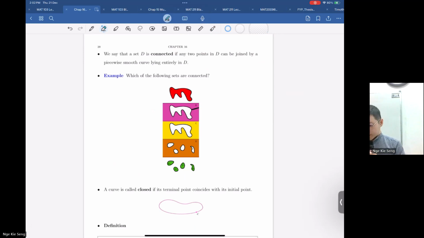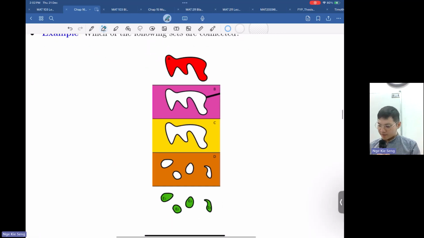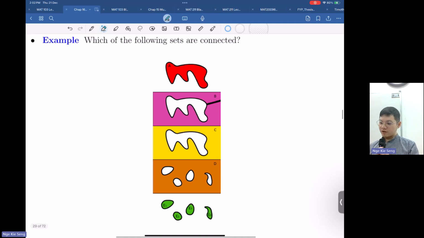So we say that a set D is connected if any 2 points in D can be joined by a piecewise smooth curve lying entirely in D. So when we say a set is connected, this is an adjective for a set. I take any 2 points in D, and I can walk to the other point using a path. So let's check between A, B, C, D, E. Which of these cases is connected?